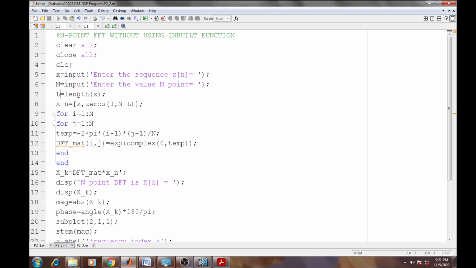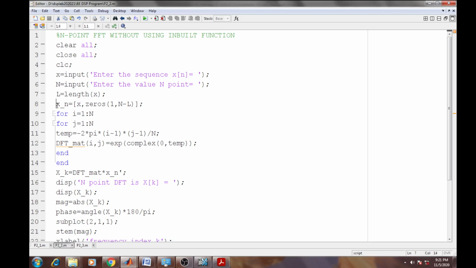But here again, for verification of how many actual values are entered in the x of n sequence, L is given. That L will help you find the actual number of values entered by you. So L is equal to length of x of n. In case there are 4, then the value of L will be 4. This value will be calculated by the length function.